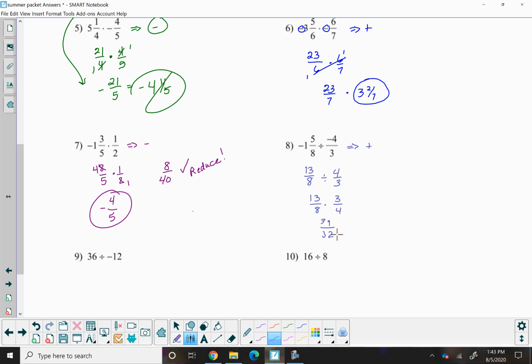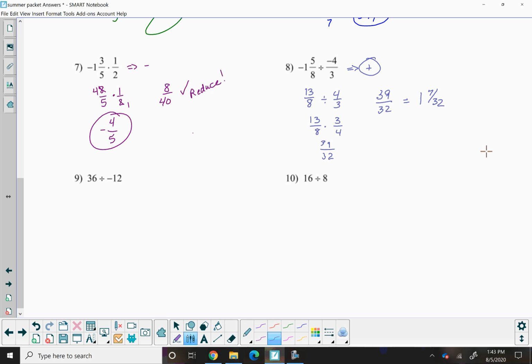Okay? So I have 39 over 32. How many times does 32 go into 39? Goes in once. I have 7 left over. And I know my answer is going to be positive.